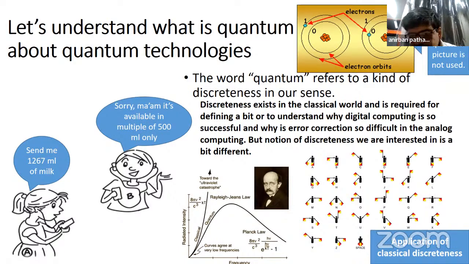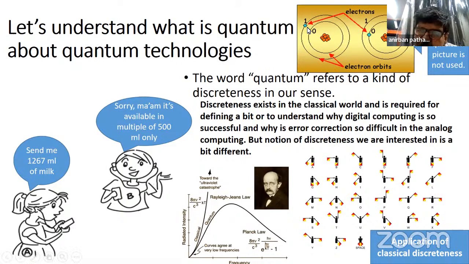You can see that in the bottom, somebody is showing some flag. This kind of signaling you have seen in airports, and each of these has a meaning. Something is A, something is B, and this is a traditional coding. So how is the quantum different?